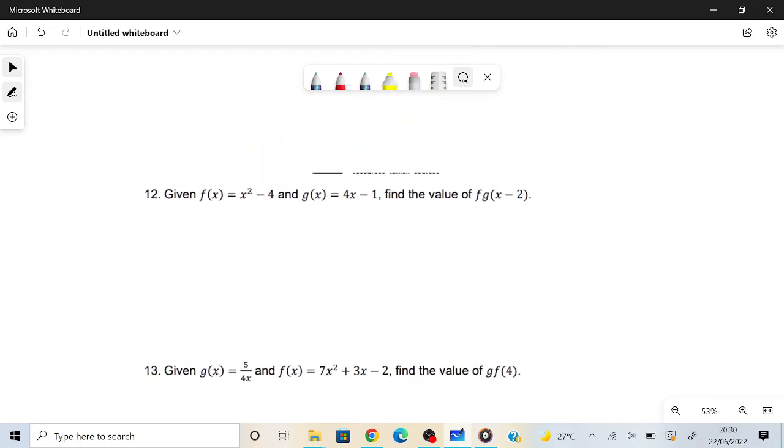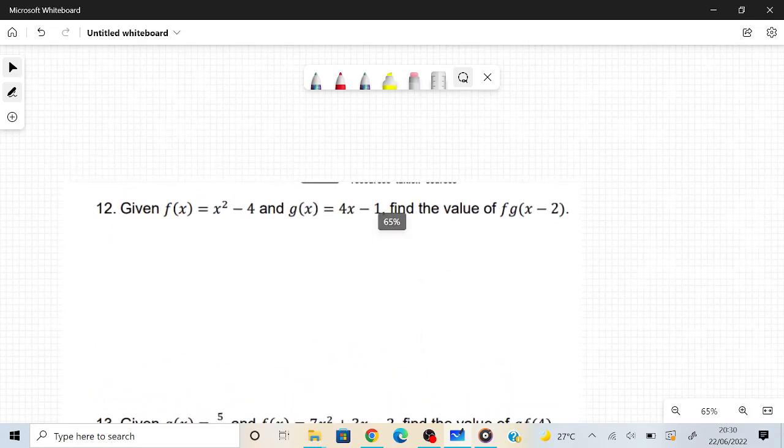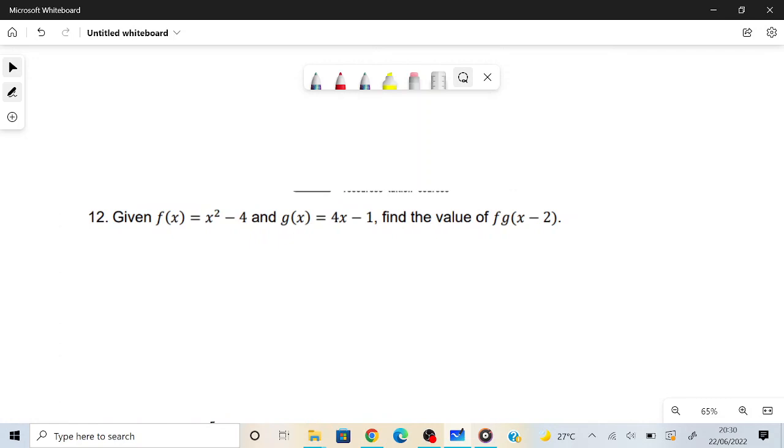Moving to the next example. Over here, we are given f of x is x squared minus 4 and g of x is 4x minus 1, find the value of f g of x minus 2. Now, in the previous example we saw, we had something like f into g of x. Whenever you have something like this, you just take the g of x and put it into f.